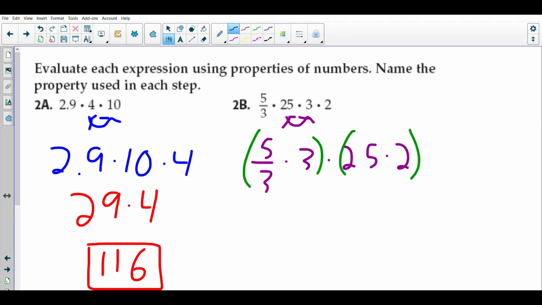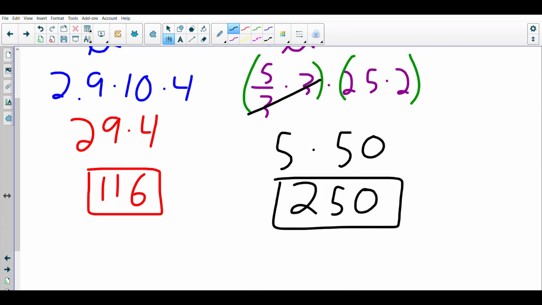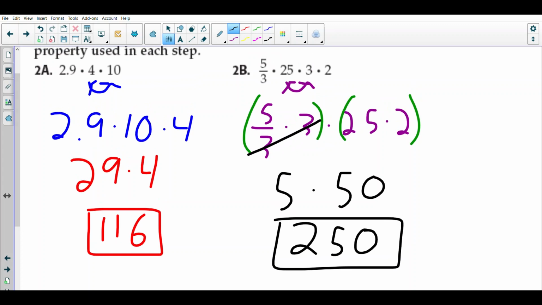Well, in the first two, 5/3 times 3, the 3's cancel out, so I'm left with 5. And then I get times 25 times 2 is 50. And then 5 times 5 is 25, with a 0 is 250. So we made it a little bit easier on ourselves, even though we were multiplying by a fraction.